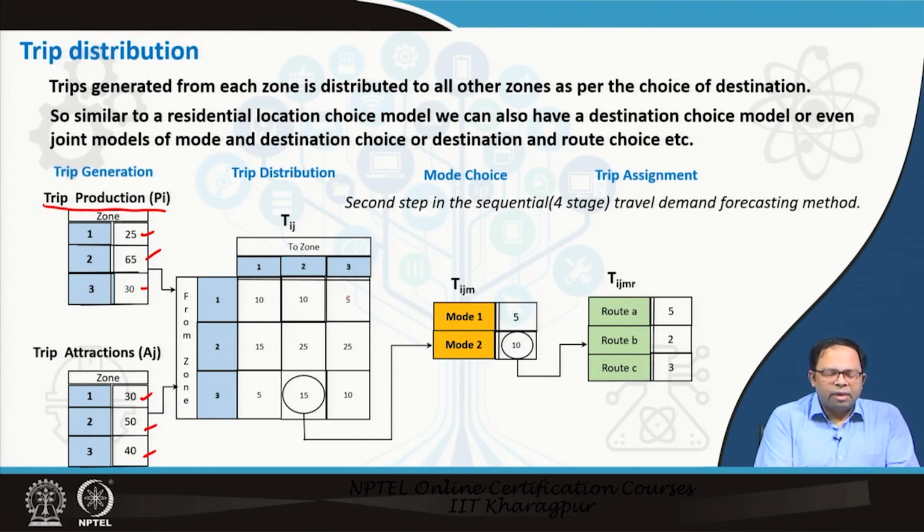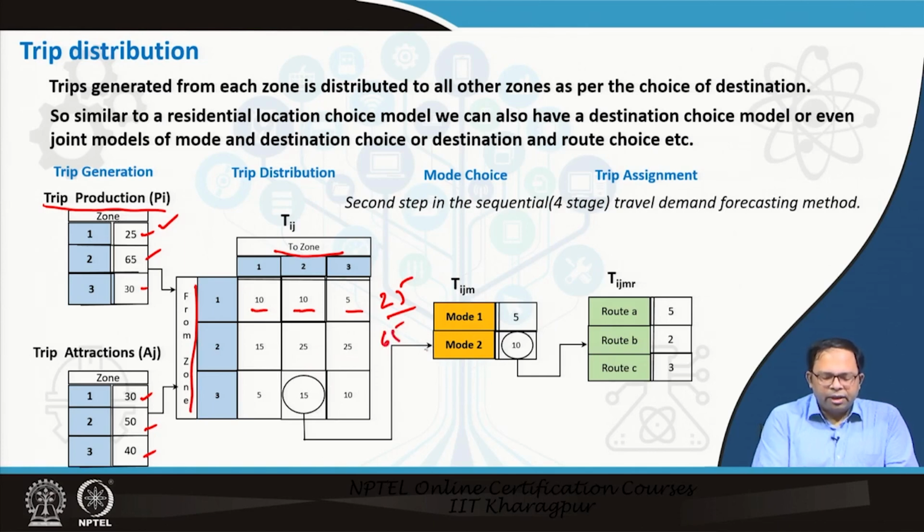Now, if I distribute them over a matrix, where on this side we have the number of trips going towards different zones, and on this side we have the number of trips produced at different zones. If I add up the trips produced from zone 1 and going to zone 1, this is 10, going to zone 2 is 10, and going to zone 3 is 5. If I add them up, that is 25. So, this 25 matches with this particular 25. Similarly, if I add up row number 2, I get around 65 trips and so on.